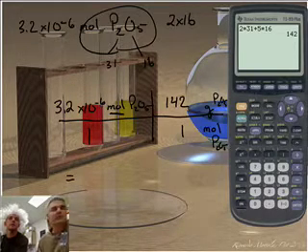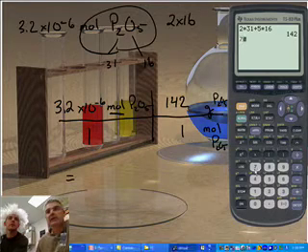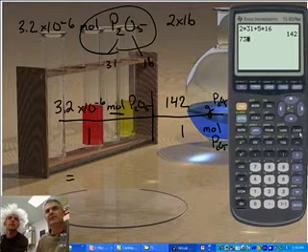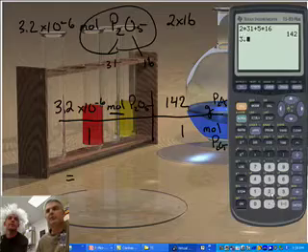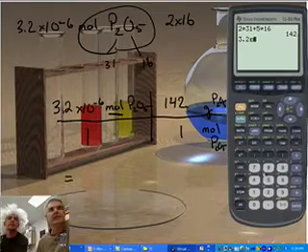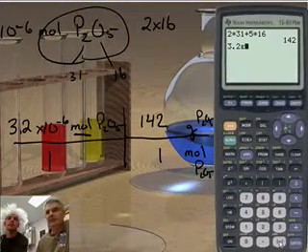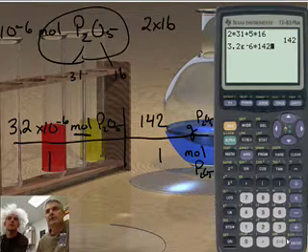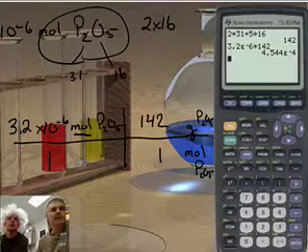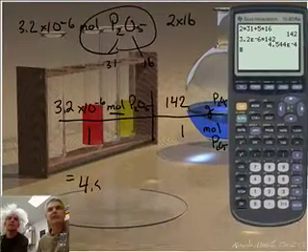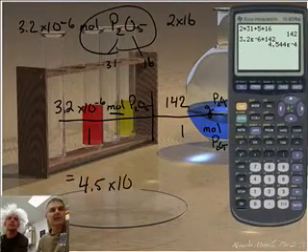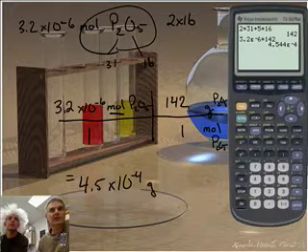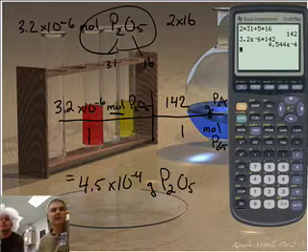We're running out of space because the calculator is in the way, so I'll try and write smaller. Now I'm going to type that into my calculator: 3.2, second function, E, negative 6, times 142. That gives me the grand total of 4.5 times 10 to the negative 4 grams.